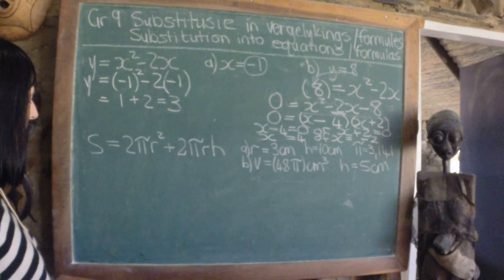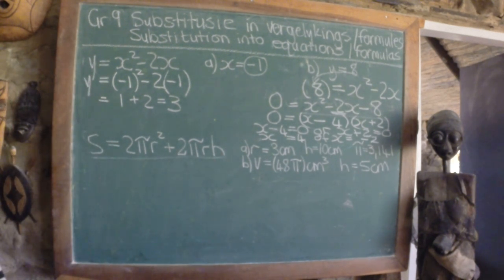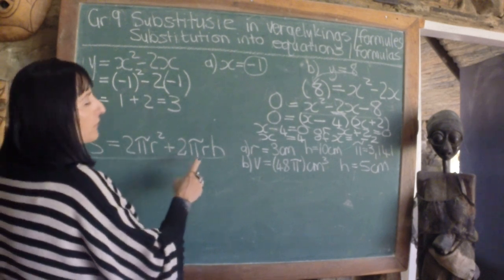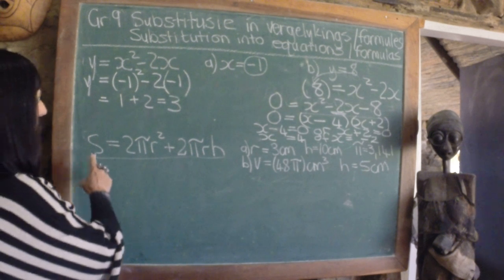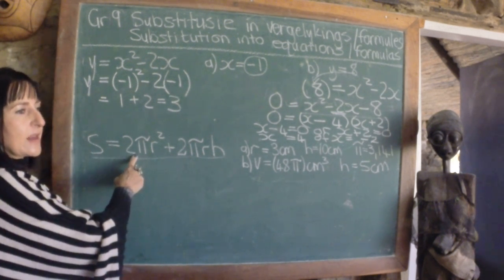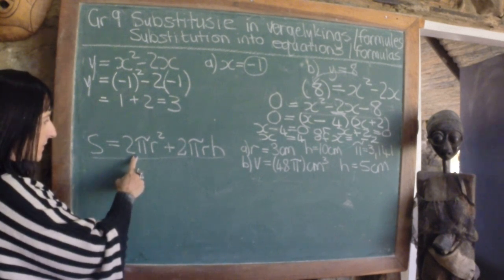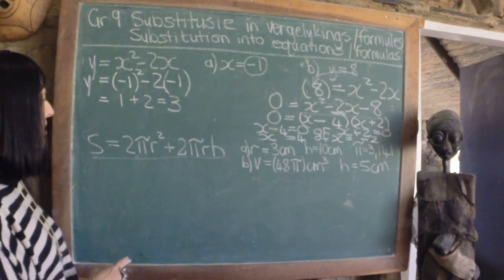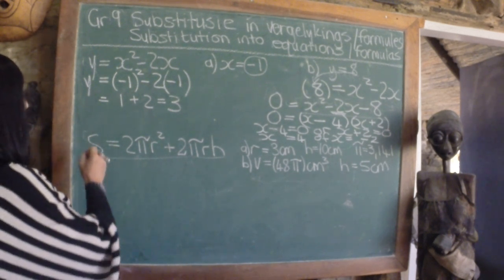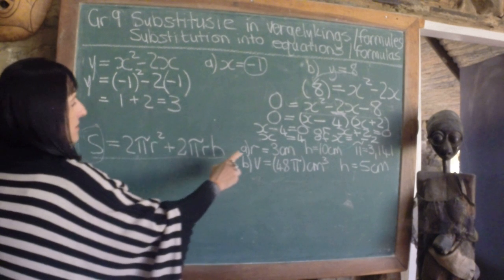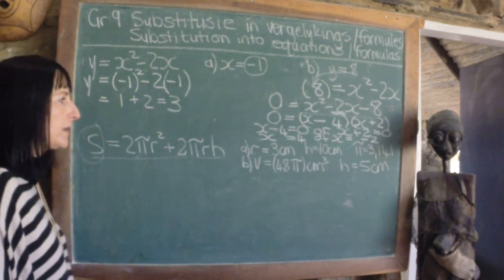Very easy. This question, the second question, is a formula. Dit is die formule om die buiteoppervlakte van 'n silinder uit te werk. This is the formula to work out the surface area of a cylinder. Onthou julle, we're going to do it on a later stage, if you can't remember it from grade 8. En die vraag is nou, bereken vir S, as die radius 3 cm is, die hoogte 10 en pi 3,141.